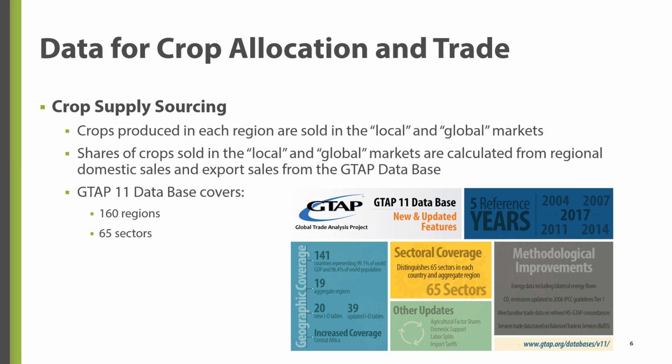In SimpleG, crop producers can sell their output to the local and global markets. Sales shares to the local and global markets are taken from the GTAP database, version 11 of which covers 160 regions and 65 sectors.